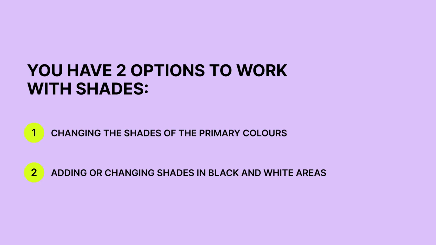As a result, you have two options for working with shades. In the first variant, you can change the shades of the main colors. For example, you have a blue sky and green grass on the photo, and you adjust their shades so that the green color of the grass blends nicely with the sky shade. The second option, you can add a light shade in light and dark black and white areas, and this action will give a finished look to the shot.